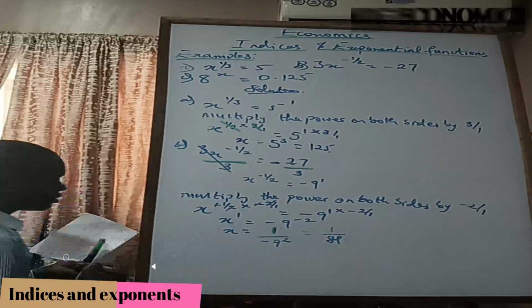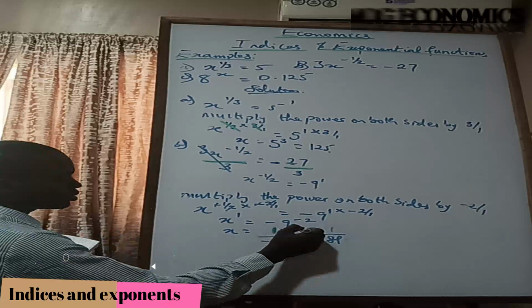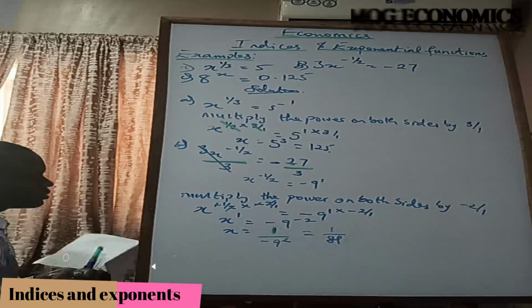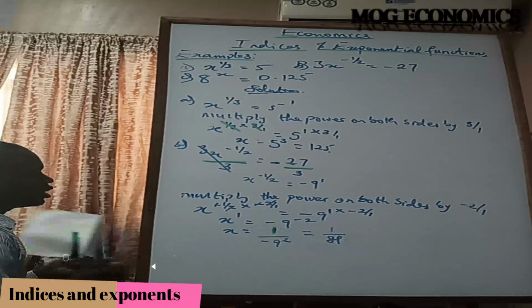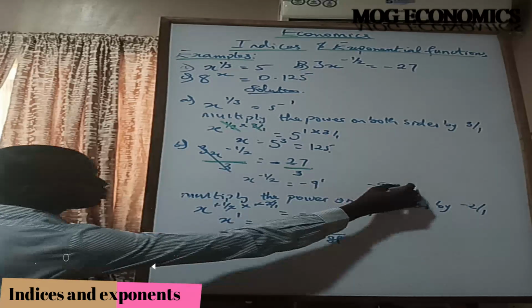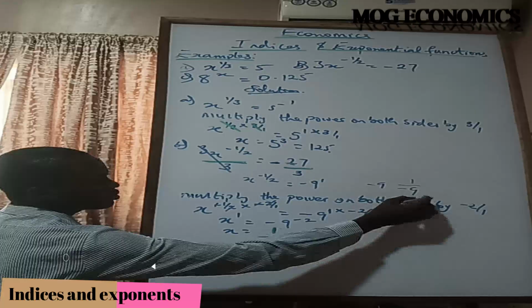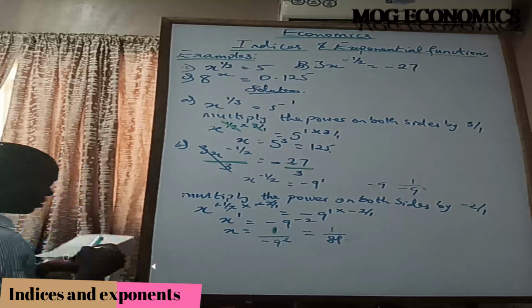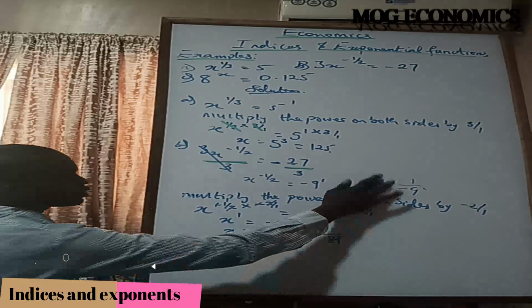It's 1 over 81, not 1 over minus 81. Again, the reason is that we had a minus 9 here. So it's meant to be 1 over the minus 9 still. The minus 9 carries its own square. So minus 9 times minus 9 is going to give us just 81.